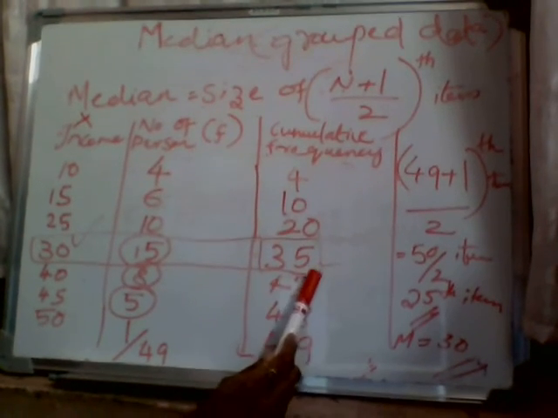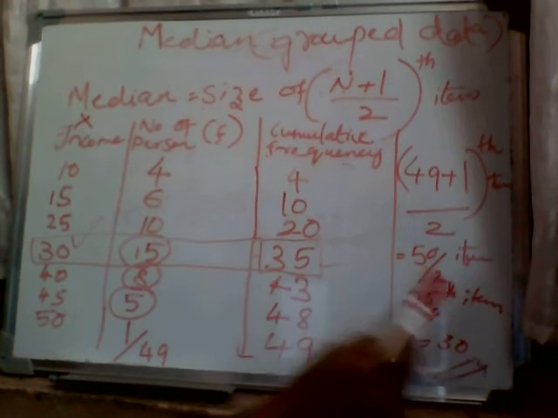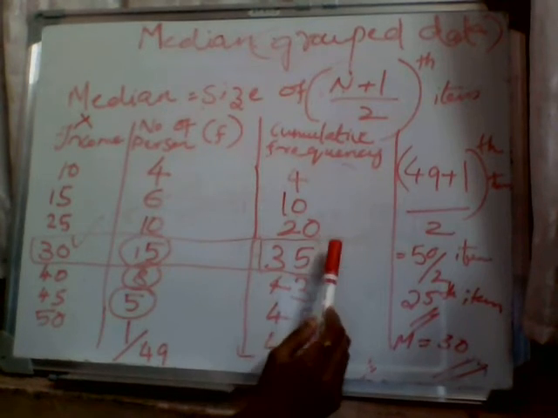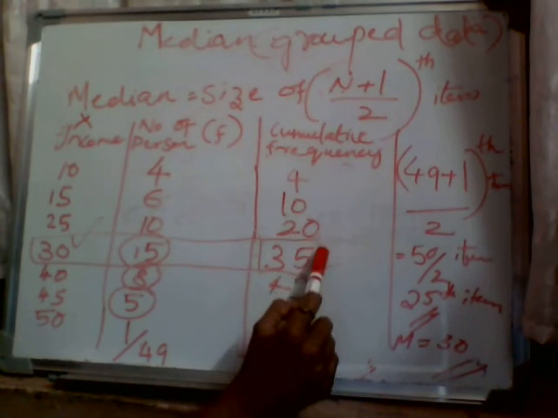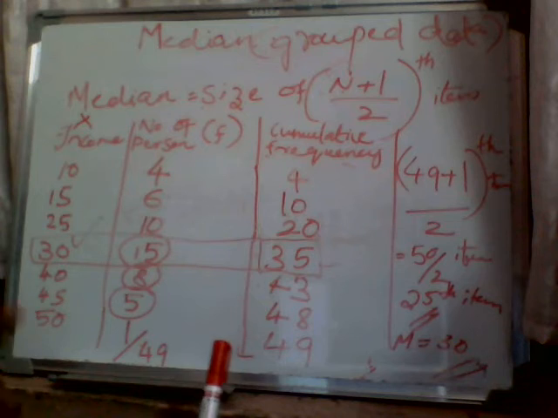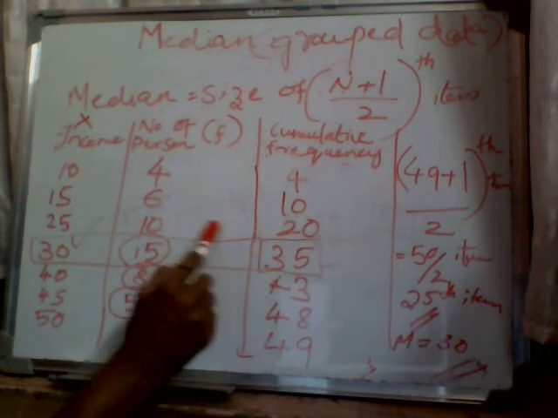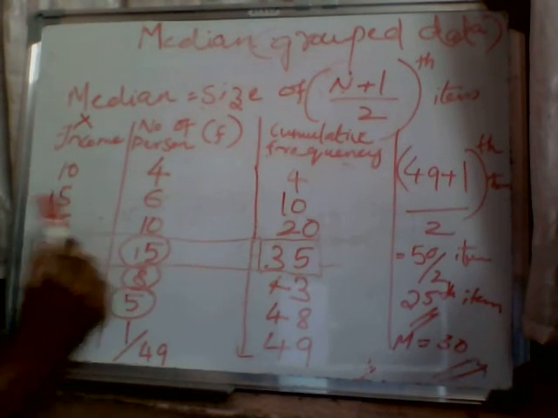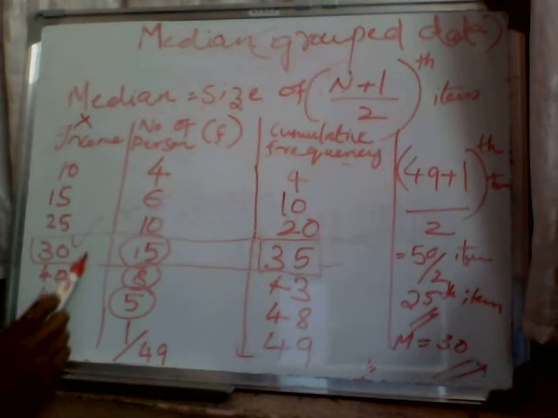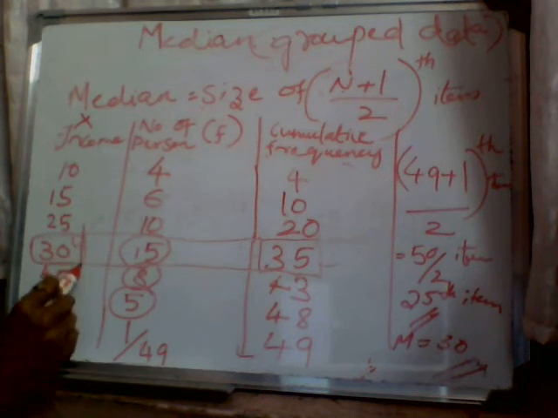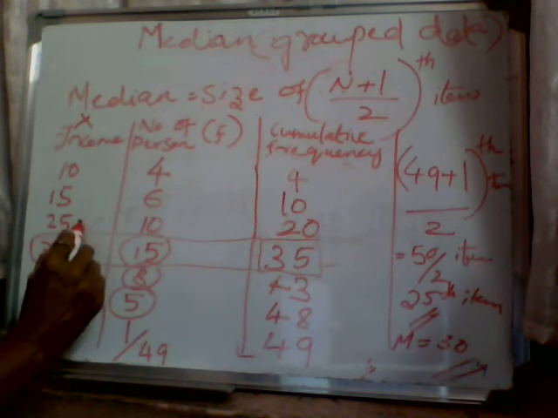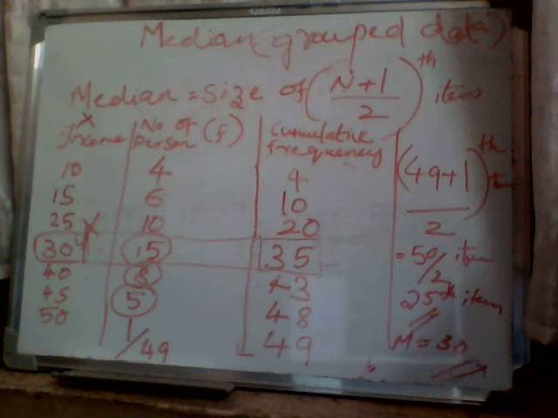Here, how can we do it? We need to find where this 25th item will come. In 20 it will not come. It will come in 35, meaning 25 will come within 35. That is the reason we took this column and took the median as 30. This x value we will take as the median. The median is 30, and that we need to remember.